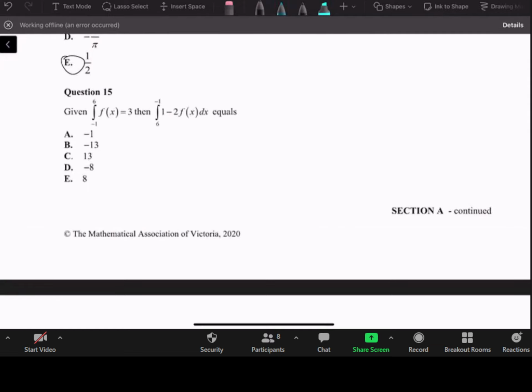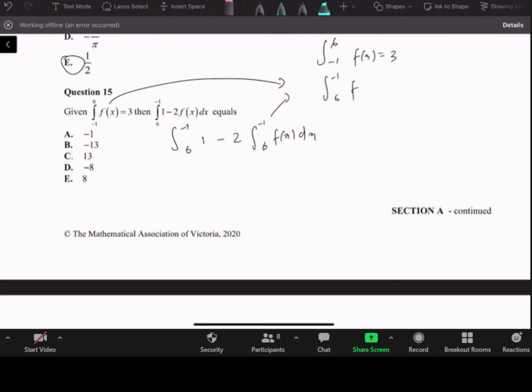So for this question, you would split it into this, -1 to 6 f(x) dx. And you know when you swap the terminals, it becomes negative. So if 6 to -1 f(x) dx is 3, then -1 to 6 f(x) dx is -3. This one you would put into your CAS. I'm pretty sure that's a 6, sorry, -7 minus 2, and this is -3. So -7 plus 6 is -1.